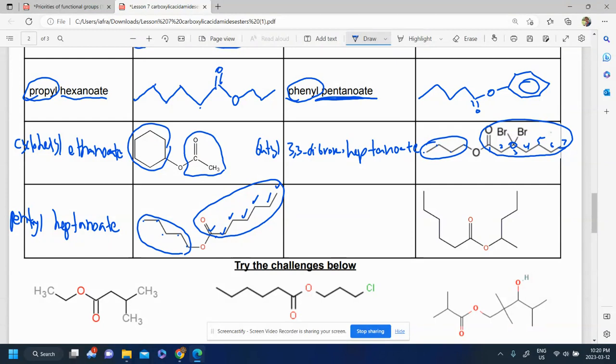Okay, let's take a look here. So our carboxylic acid group is over here. And notice, though, that this time our alcohol group is over here, but it's not attached at carbon number 1. It's attached to carbon number 1, 2, 3, 4, 5. Carbon number 2. So we have a 2-pentyl. And then the parent chain is 1, 2, 3, 4, 5, 6. Hexanoate.